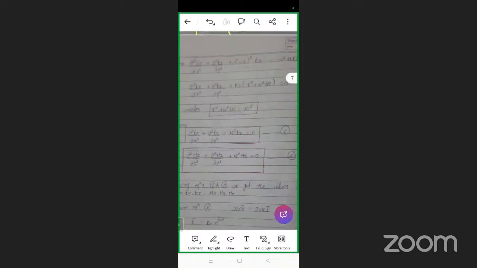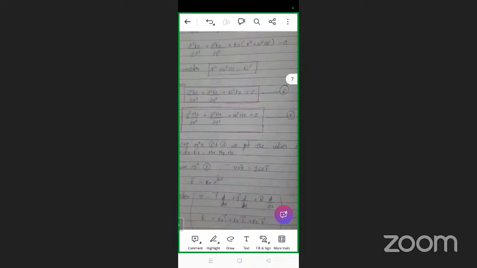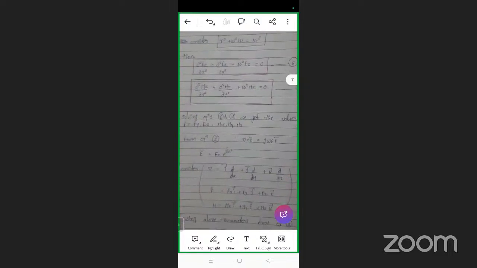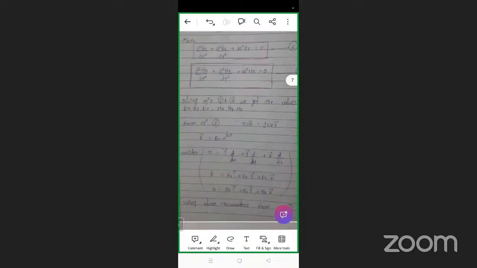From equation 2, what am I modifying? J omega epsilon E. Now this epsilon term I am splitting. E equal to E naught e power j omega t, I am substituting. In place of del, what am I writing? I am writing i times of ∂/∂x, j times of ∂/∂y, k times of ∂/∂z. And electric field E is written as Ex, Ey, Ez, and magnetic field H is written as Hx, Hy, and Hz. Now we are substituting all these equations.